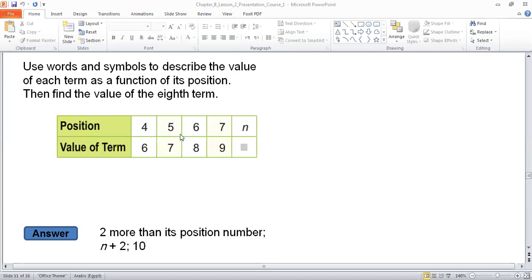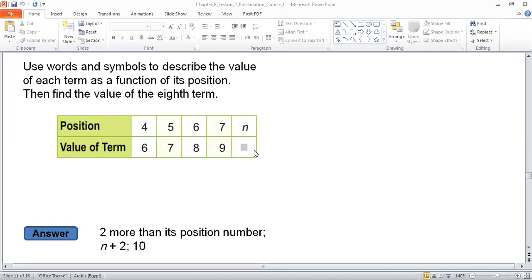Okay, look with me, grade 6. If I have 4 becomes 6, what do we do? 4 to become 6, I add 2, right? 5 to become 7, I add 2, right? 6 becomes 8, I add 2. 7 becomes 9, I add 2.